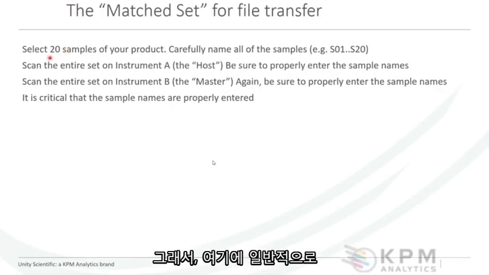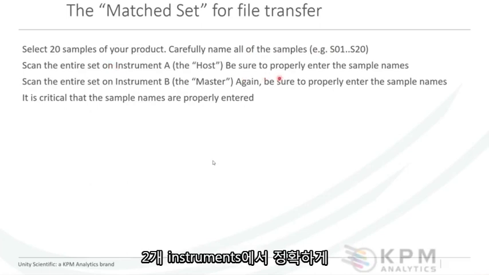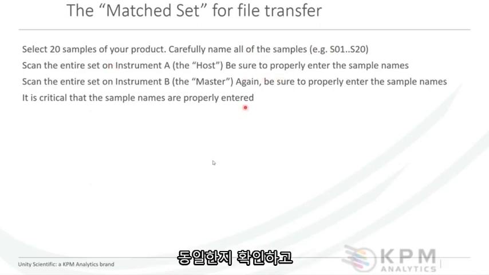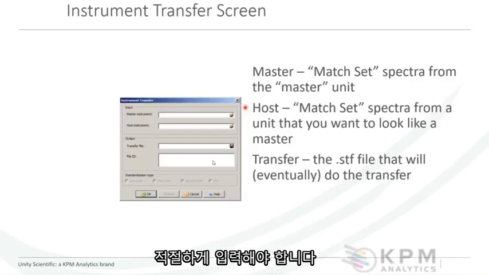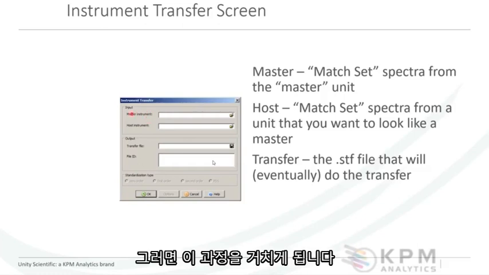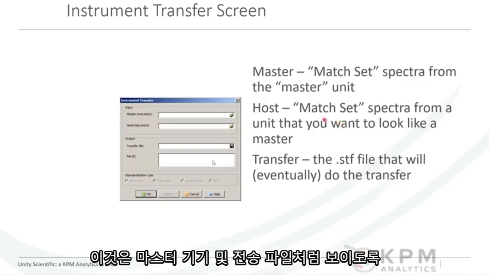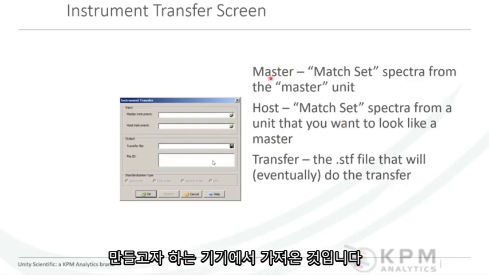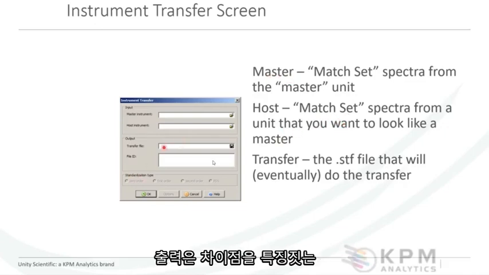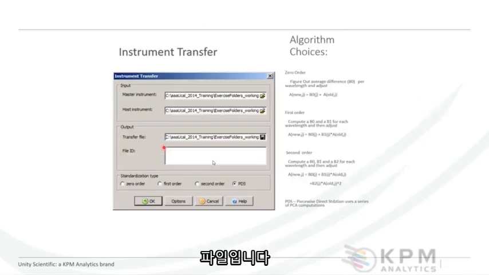So here's typically what was done: scanning 20 samples. Make sure that the name of the samples is the exact same on both instruments, and they must be properly entered because they'll be matched in the algorithm. You then go through this process. You've got a master instrument; that's your target. Your host is from an instrument that you want to make look like your master instrument, and the transfer file, the output, is the file that characterizes the difference. Okay, you can do that.